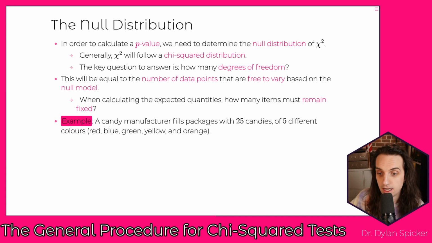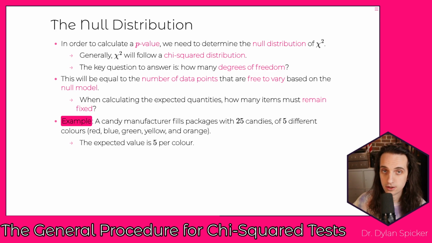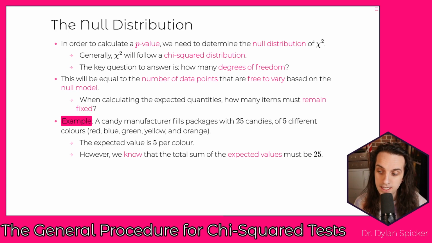So in our example, we have a candy manufacturer which is filling packages with 25 candies of 5 different colors, right? So we have our red, blue, green, yellow, and orange. When we're thinking through this example, we know that there's going to be an expected value of 5 per color, right? So there's going to be 5 for red, 5 for blue, 5 for green, 5 for yellow, 5 for orange, giving us our 25 total. And we can calculate this directly based on that assumption. However, we also know that the total sum of all of our expected values has to be 25. So we have these 5 numbers. We know that ultimately they're all going to have an expected value of 5, but we also know that their sum has to be 25.